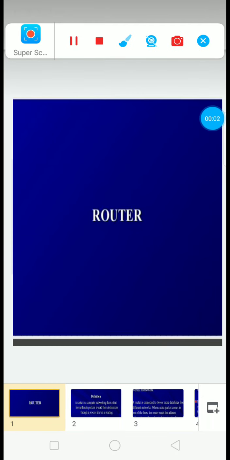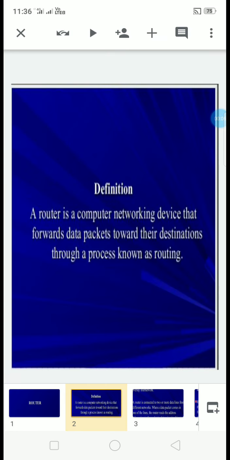Hello students, today we are going to learn about a router. A router is a device like a switch that routes data packets based on their IP addresses. Router is mainly a network layer device.